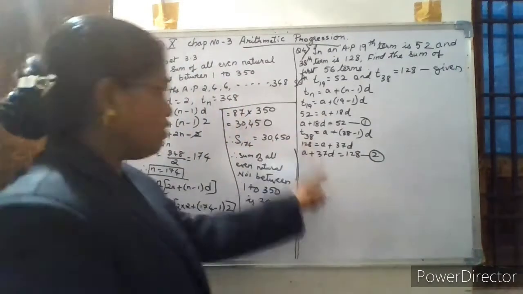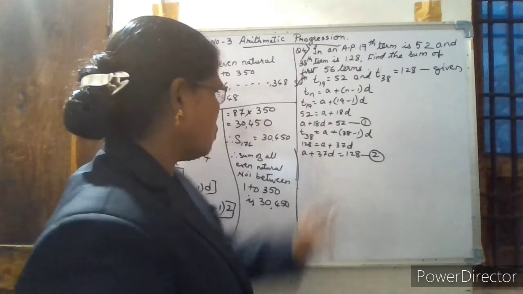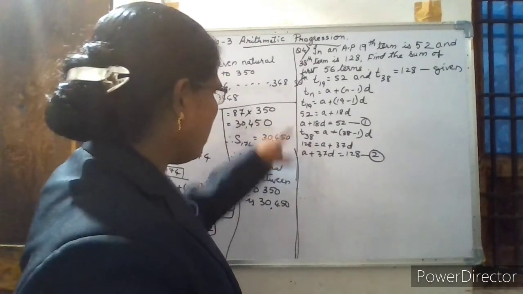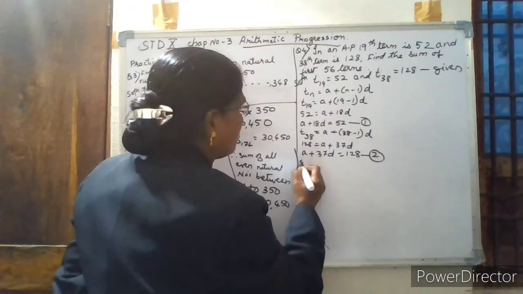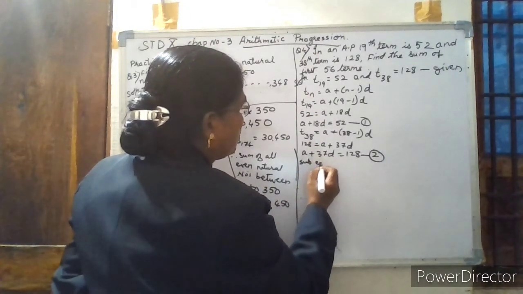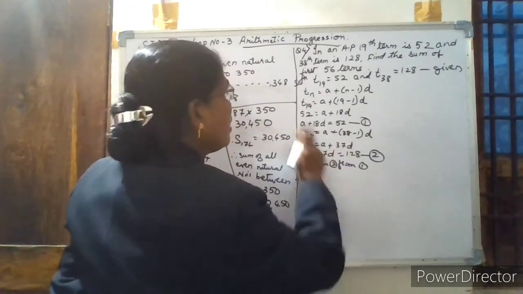So, from equation 1 and 2, you see it is a linear equation in two variables. This is also a linear equation in two variables. Here, the coefficient of a is the same. So, therefore, we will subtract equation 2 from 1.